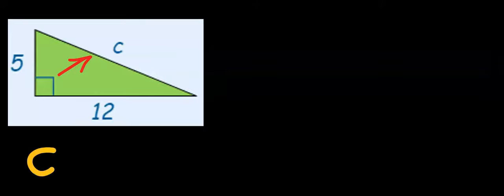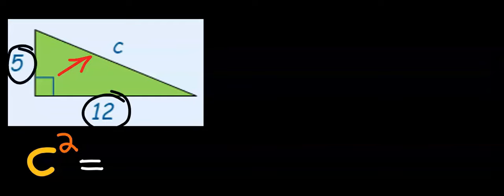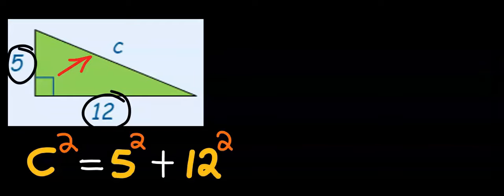The next step is to write out the value of the longest side. The next step is to square it. The next step is you're going to square each of the remaining sides. After squaring each of them, then you're going to add them both.